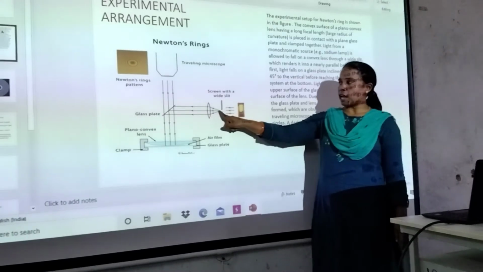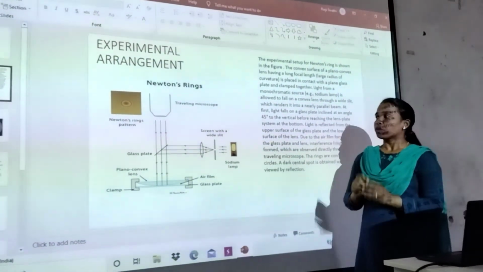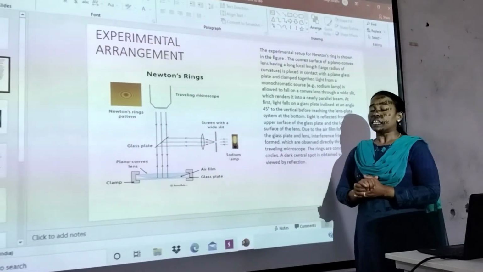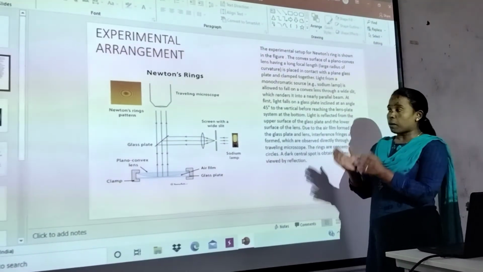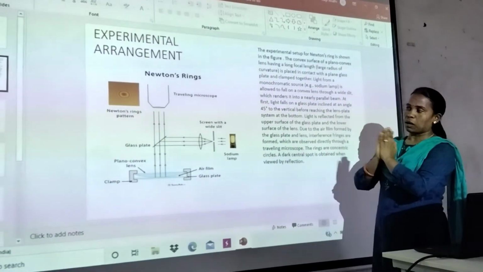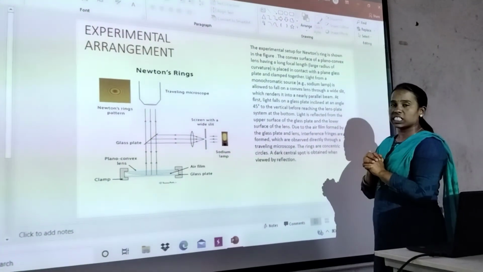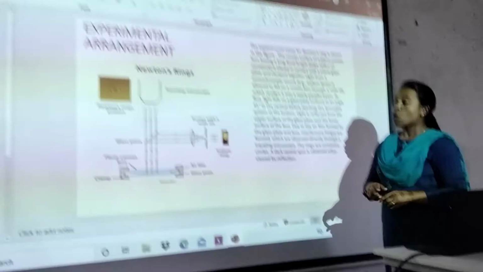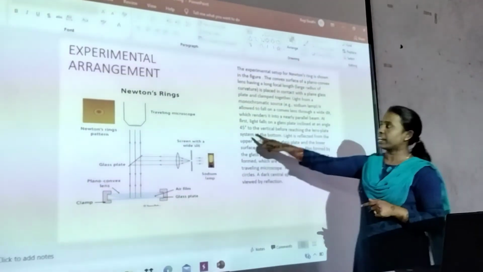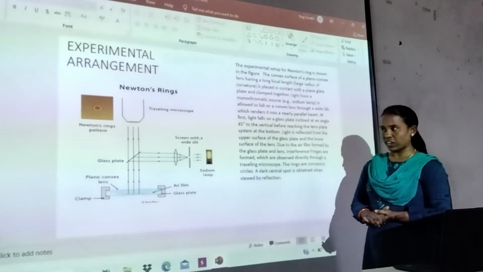Though this is a narrow beam, it is a diverged beam. To make this diverged beam into a parallel beam, here we are using a double convex lens. A double convex lens will make the diverged beam into a parallel beam. So we have got a parallel beam of rays. These parallel rays are incident on a glass plate, which is inclined at 45 degrees.